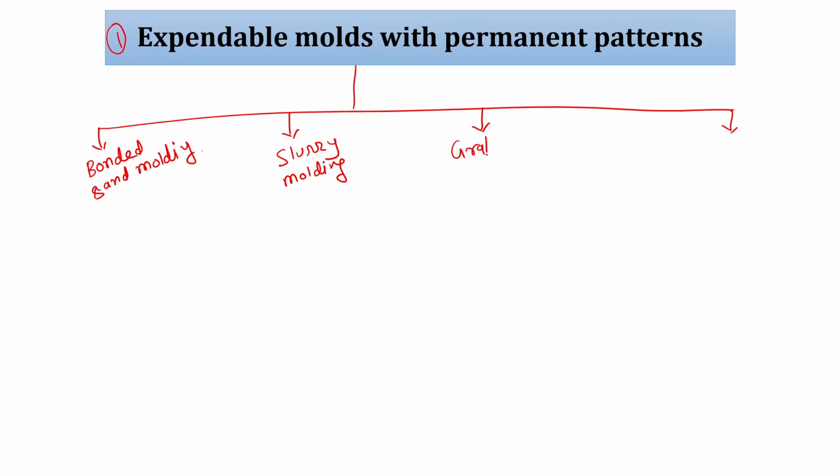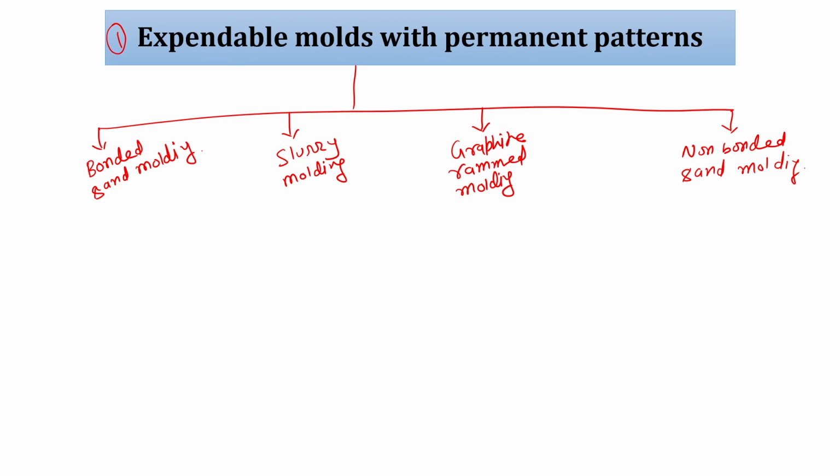Graphite rammed molding. Fourth, non-bonded sand molding. From the names, all four are very clear.